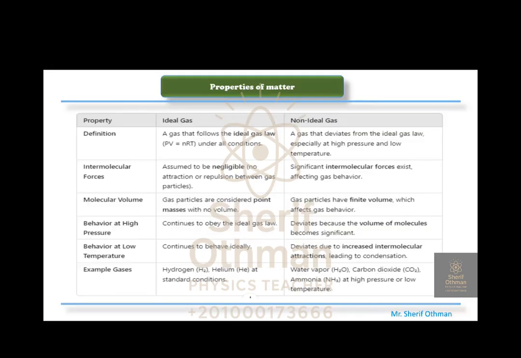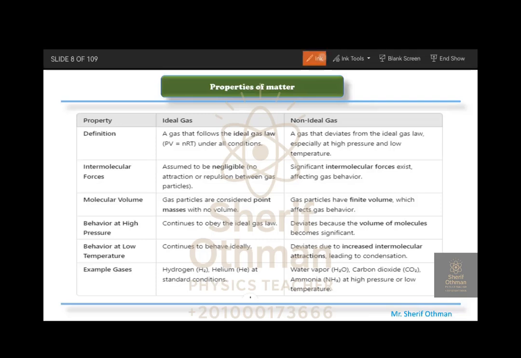How to differentiate between ideal gas and non-ideal gas? Definition: an ideal gas is a gas that follows the ideal gas law, PV equals nRT, while a non-ideal gas is a gas that deviates from the ideal gas law. Intermolecular forces in an ideal gas are assumed to be negligible. There are no intermolecular forces. Gas particles are considered a point mass, so they have no volume, but they have a mass.